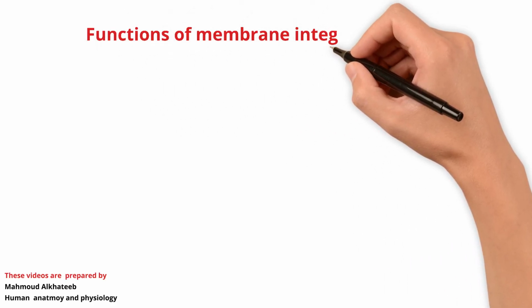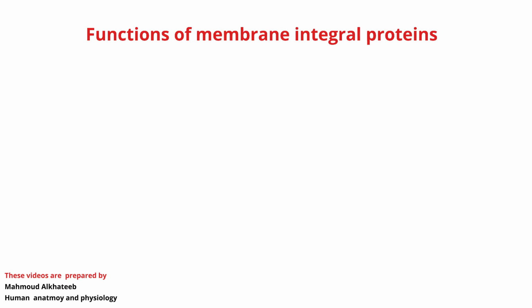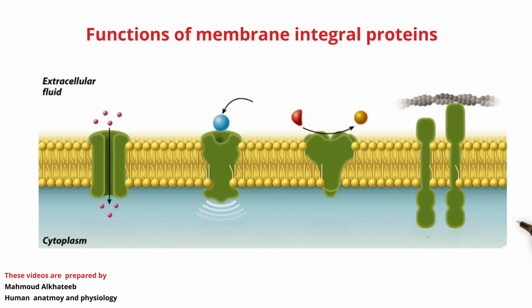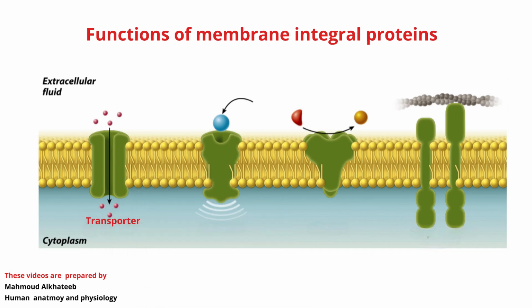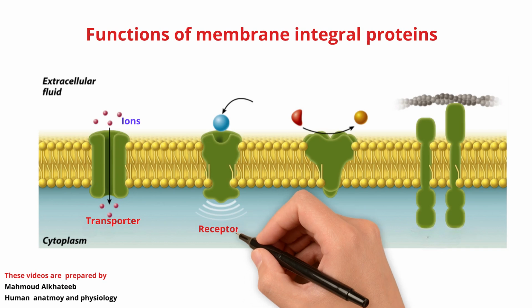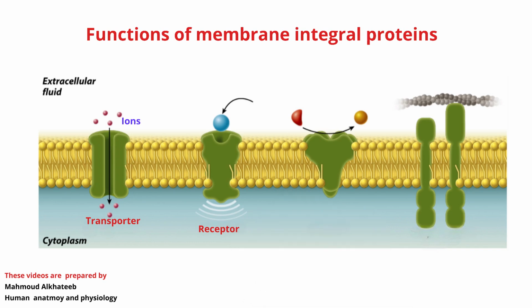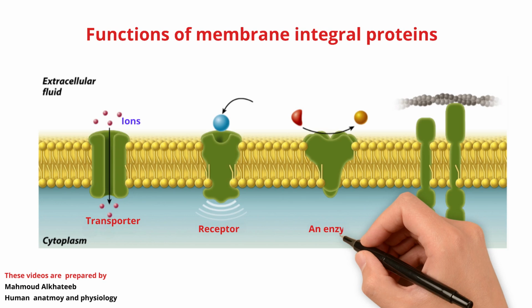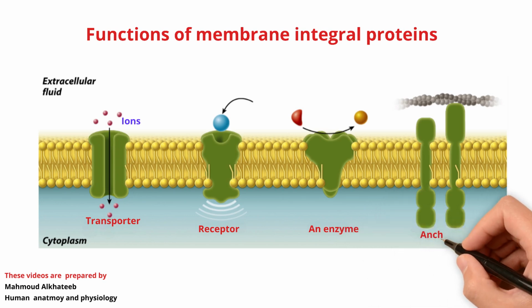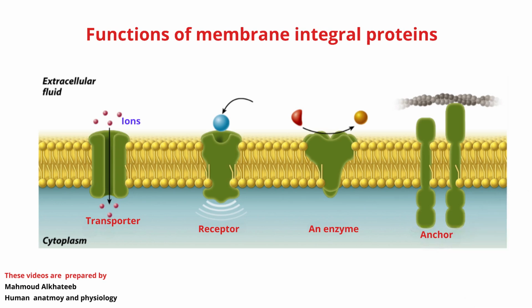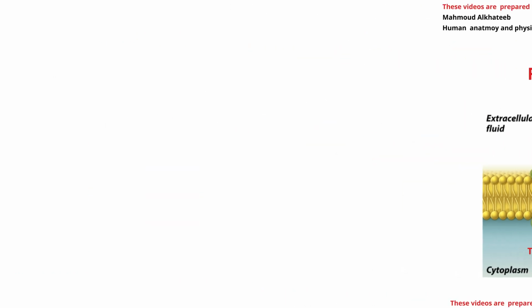Let's now take a closer look at the functions of both the integral and peripheral proteins. Integral proteins serve a variety of functions in the membrane. Some of these proteins act as transporters, moving ions or other molecules across the membrane. Other transmembrane proteins serve as receptors, allowing the cell to receive signals from the external environment. Still others act as enzymes, catalyzing chemical reactions. Finally, integral proteins act as anchors, attaching to other proteins to help maintain the cell's structure and shape.